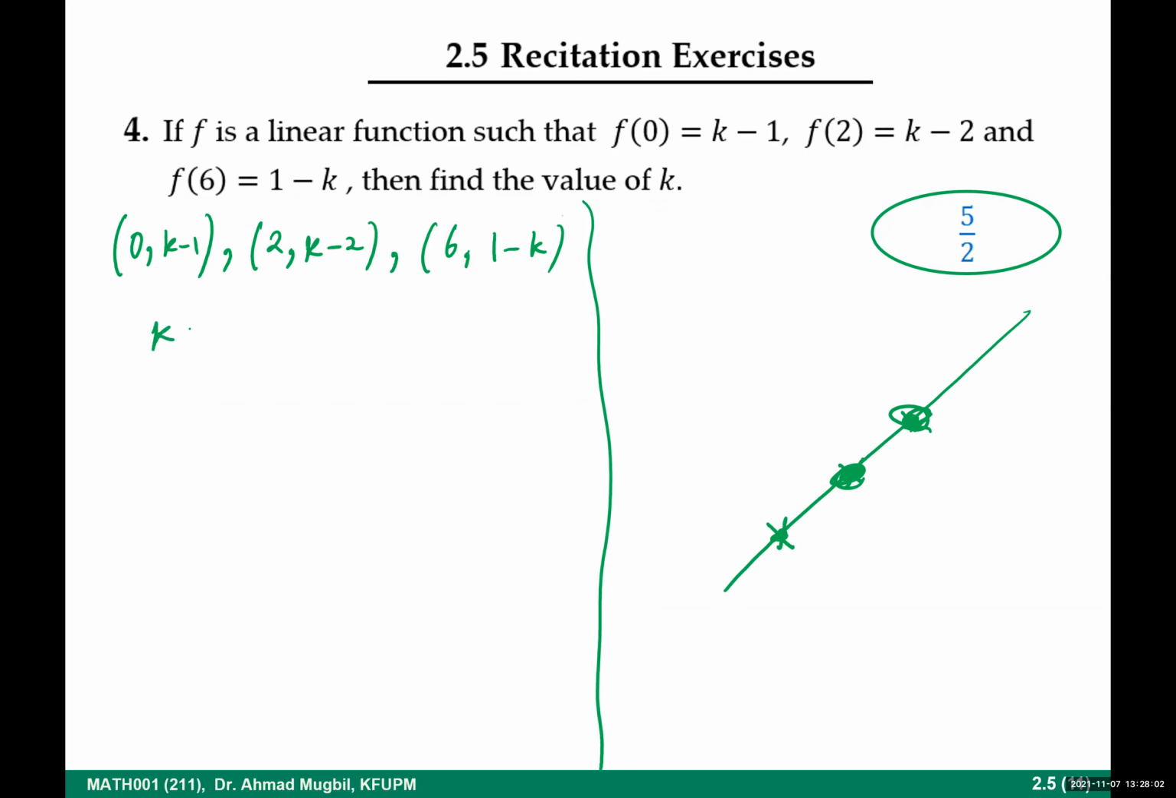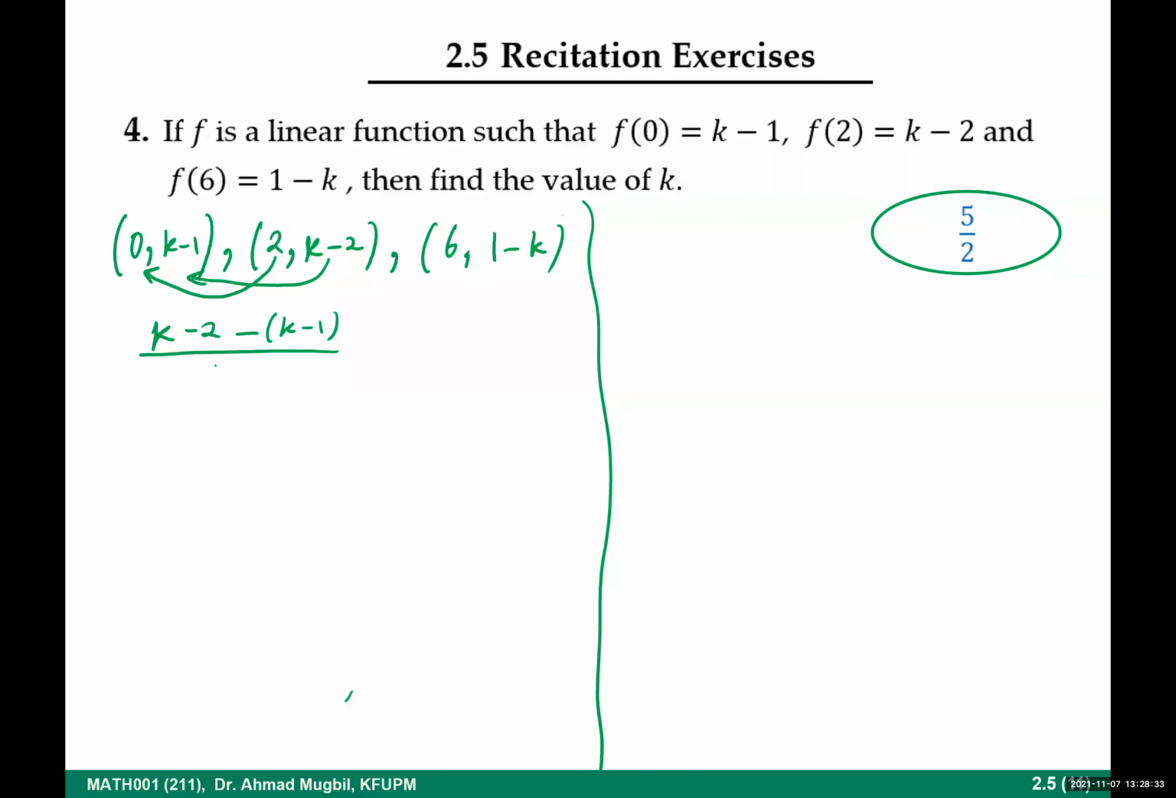So now we will do what? The y values minus the y values with the same direction. So it will be what? K minus 2 minus K minus 1 all over 2 minus 0. Don't change your mind. This must be equal to what?